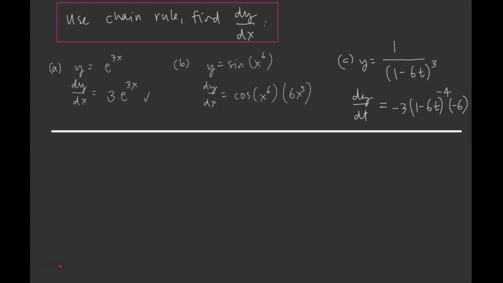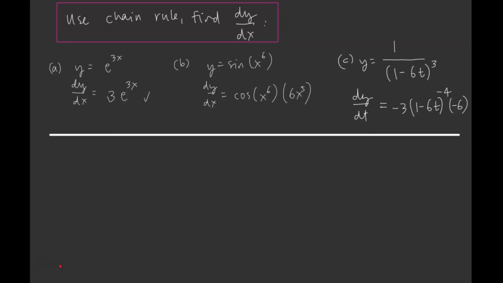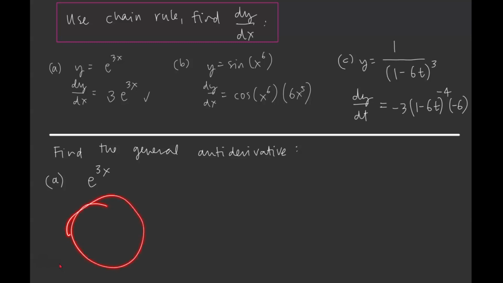Now we're going to go backwards and find some antiderivatives. So we're going to find the general antiderivative of a couple examples. And the first one will be e to the 3x. So we're going to find the antiderivative of this. We need something here that if we take the derivative, we will get this.